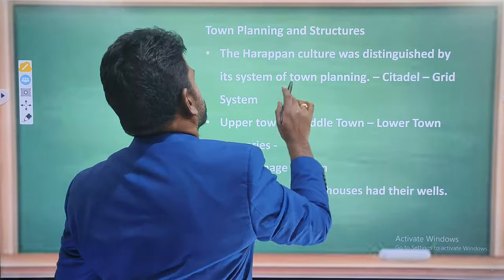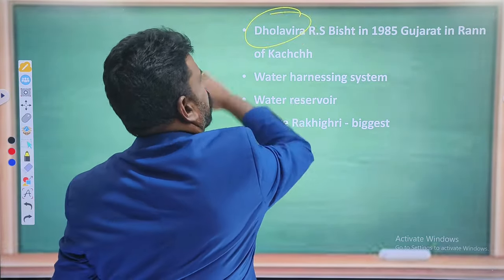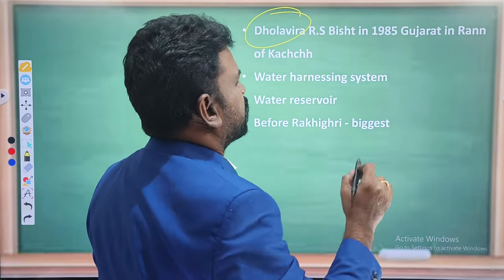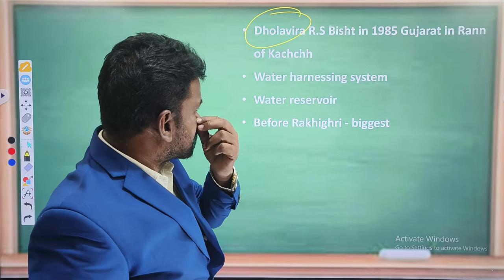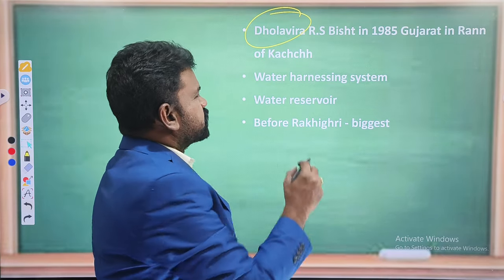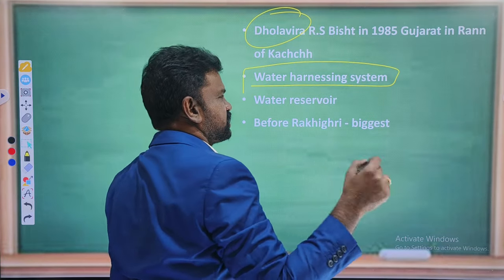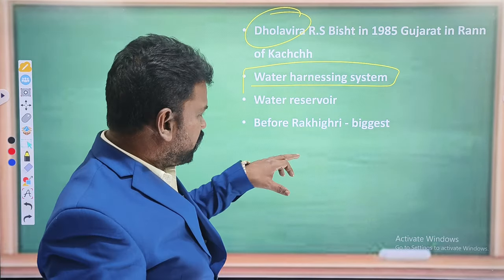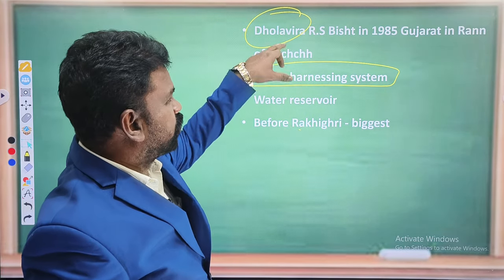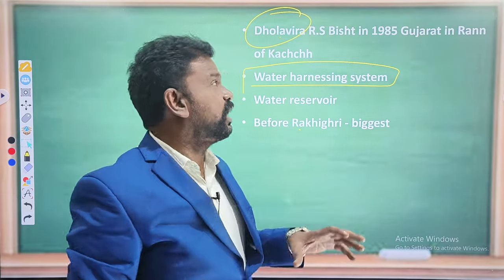Dholavira, another site, discovered in Gujarat. It was the latest discovery. Especially for Dholavira, questions are often asked about the water harvesting system found there, that means the water reservoir. Before the discovery of Rakhigarhi, Dholavira was the biggest Indus Valley site in India.